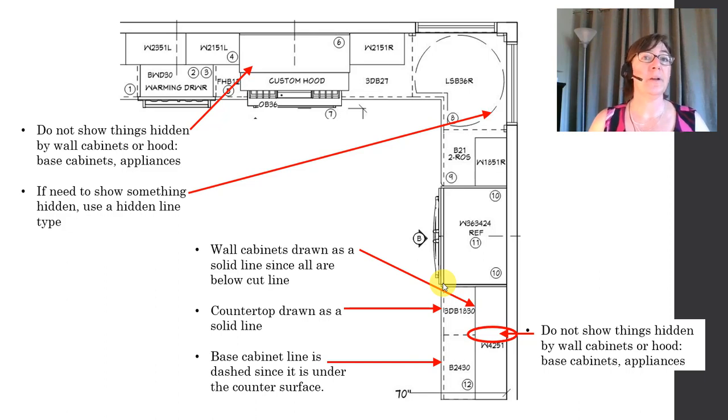Let's take a closer look. I've zoomed in on kind of a corner of this floor plan example. And I want to show you exactly how those cabinets look when they're drawn to NKBA standards. So let's start right here. Wall cabinets are going to be drawn as a solid line. And so over here we see a wall cabinet, and it's drawn with a solid line.